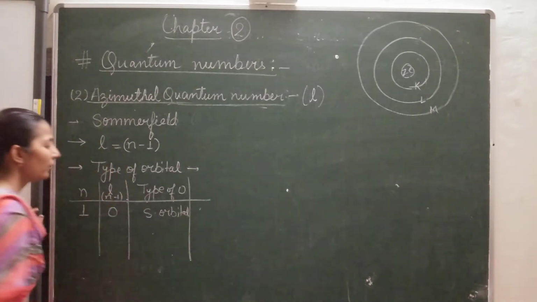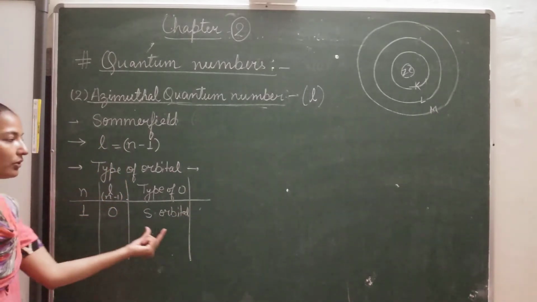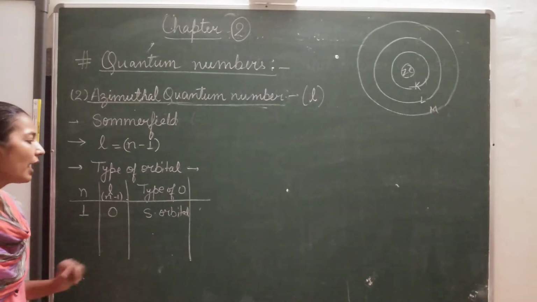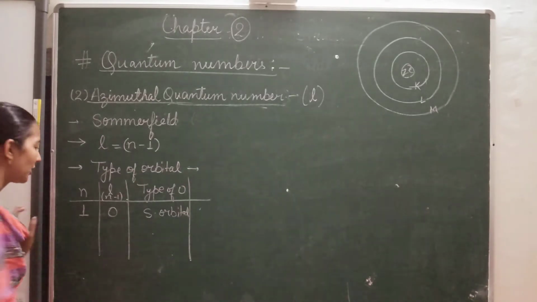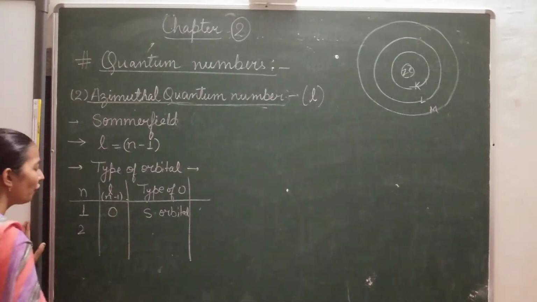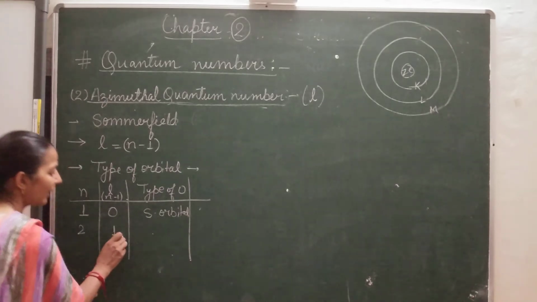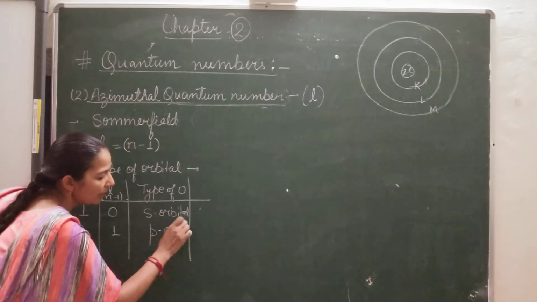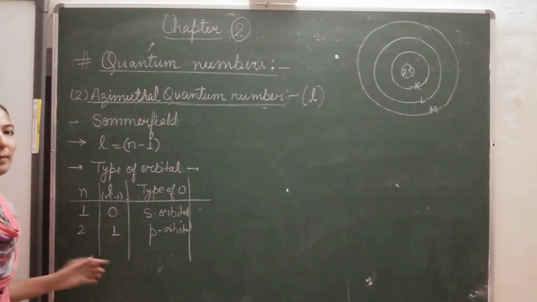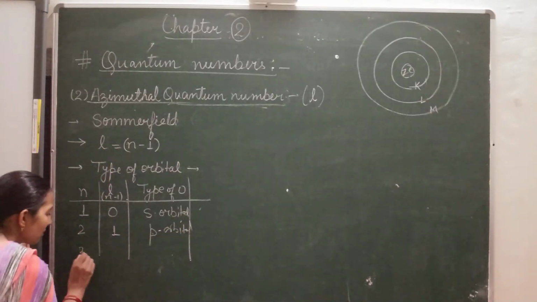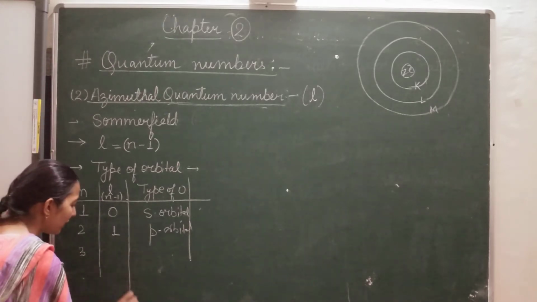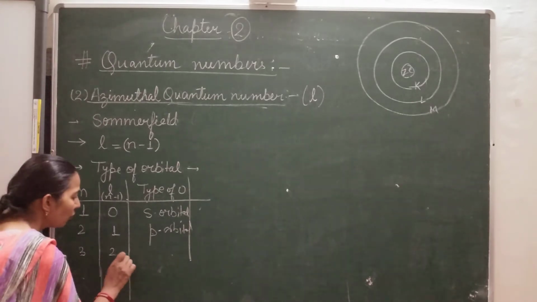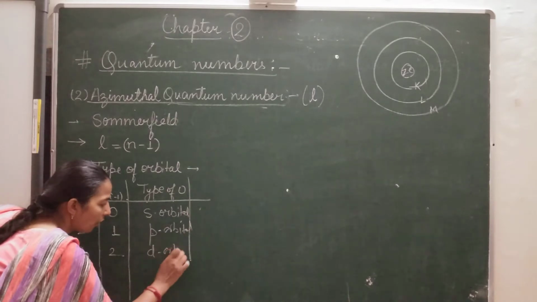You have to remember that if L equals 0, then the orbital is the s orbital, having spherical shape. Second, if n equals 2, then L equals 1, and L equals 1 is for the p orbital, which is dumbbell shaped. Third, if n equals 3, then the value of L will be 2. It will be the d orbital.